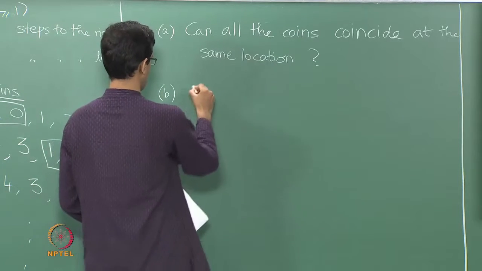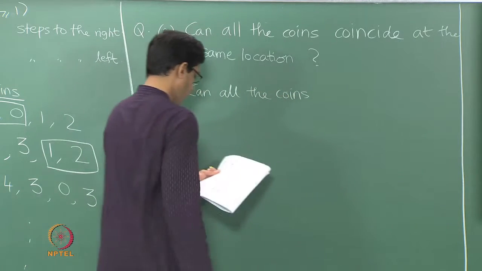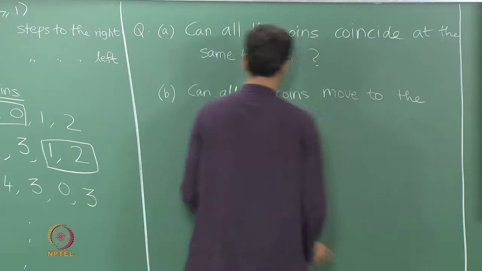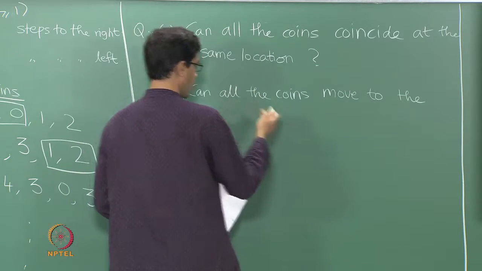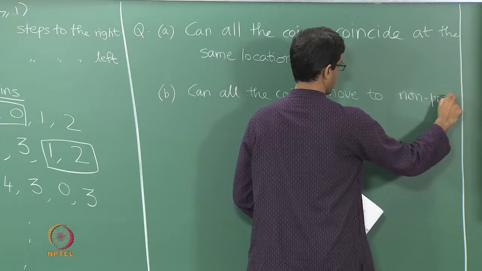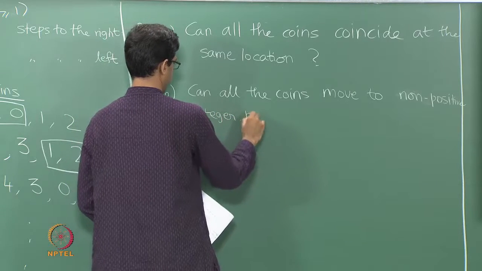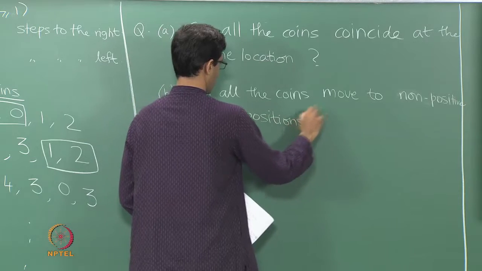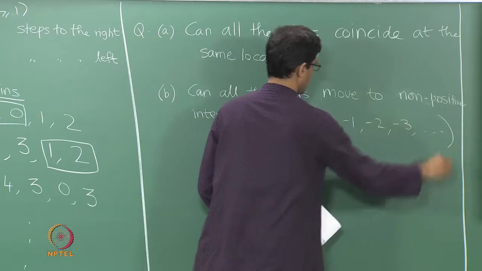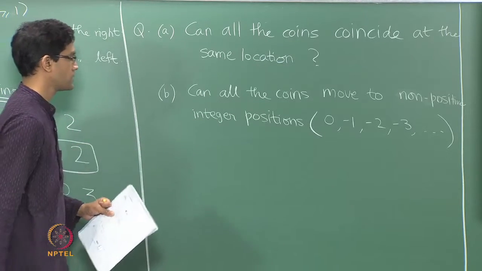Can all the coins move to non-positive integer positions? So what do I mean by the non-positive integer positions? That's numbers 0, minus 1, minus 2, minus 3 and so on. So is it possible for all the coins to somehow move in such a way that they lie on the negative part of the real axis?